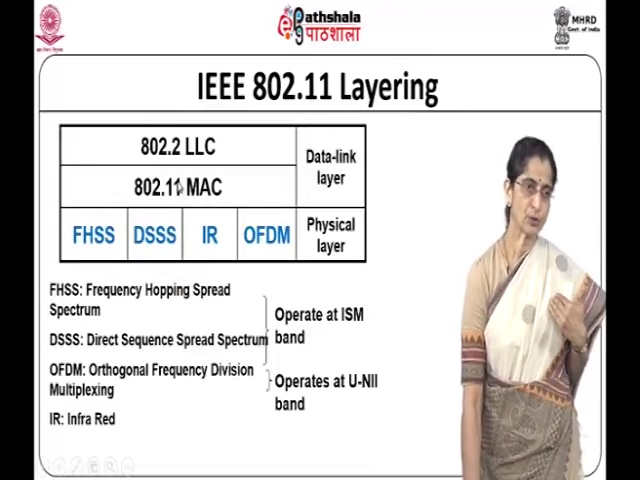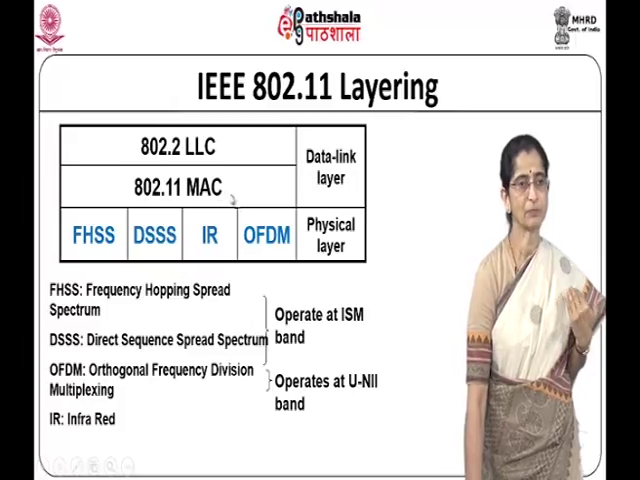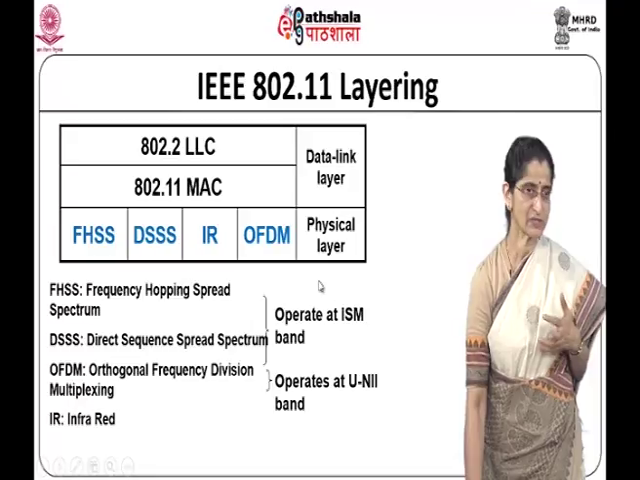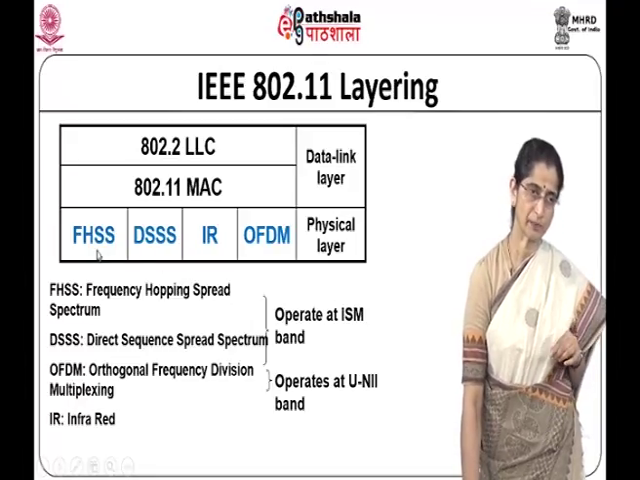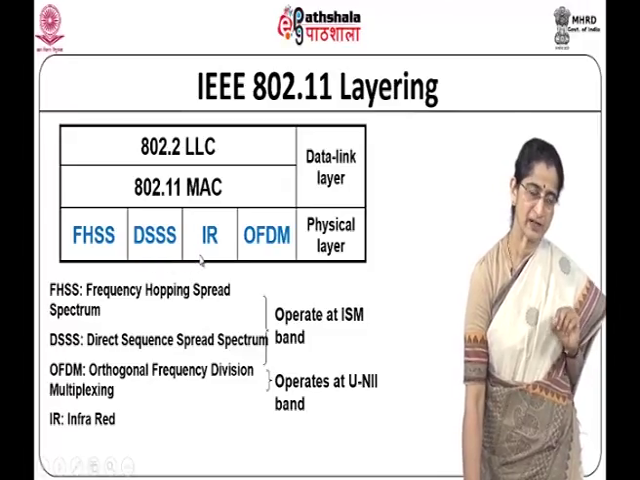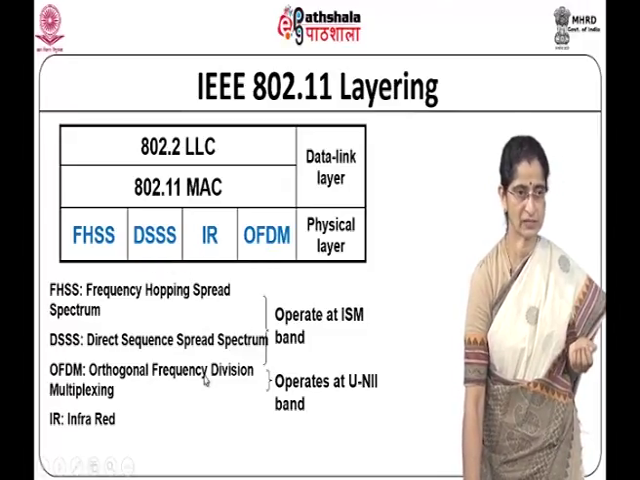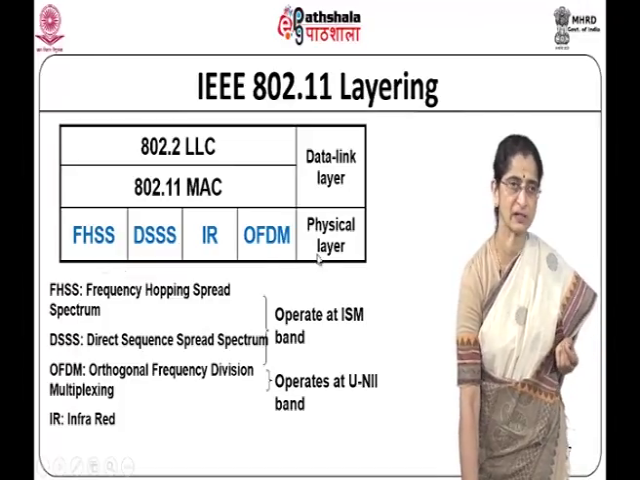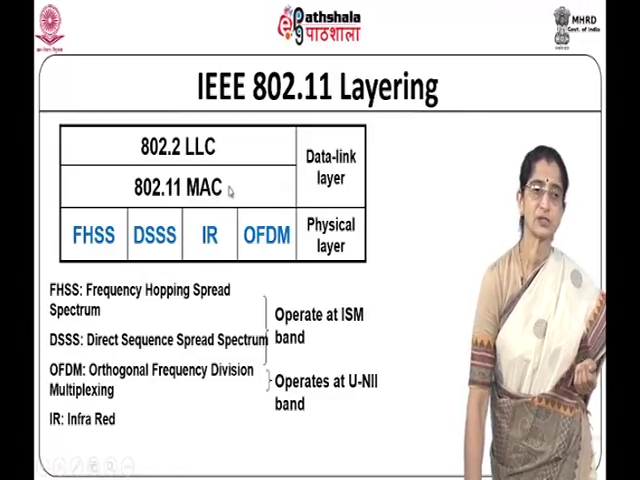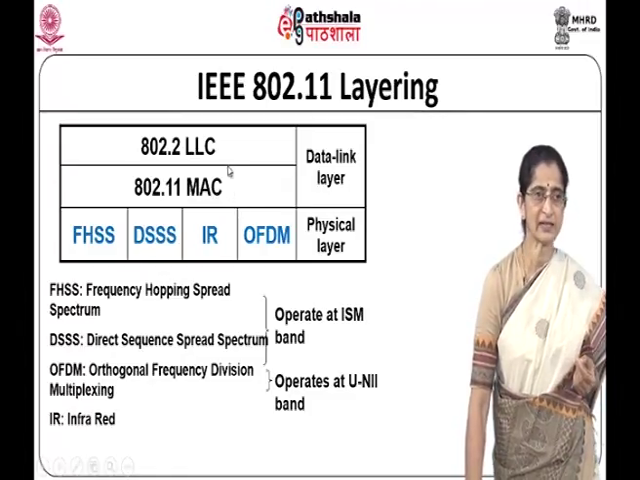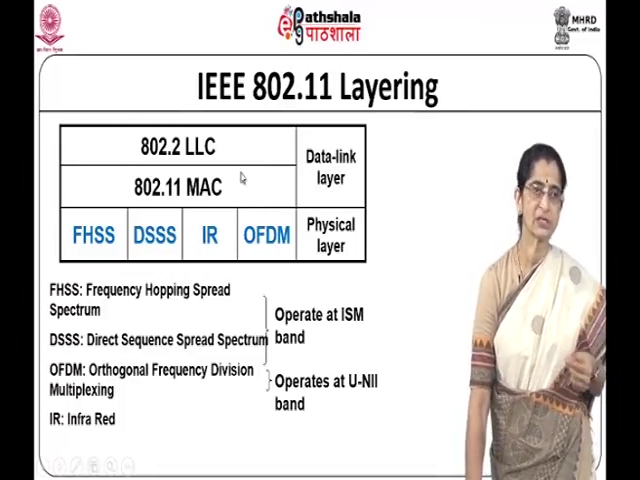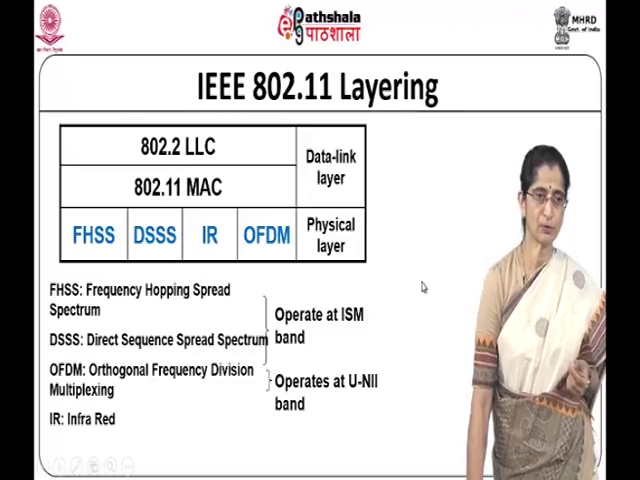So if you look at how the 802.11 protocol layers work, at the physical layer, 802.11 can work with various physical layer technologies. It could be frequency hopping spread spectrum, or direct sequence spread spectrum, or it could use IR, infrared, or OFDM, which is orthogonal frequency division multiplexing. All these are different physical layer technologies that are supported. We are now more worried about the MAC layer. So it has an 802.11 MAC layer, and it has an 802.2 LLC, logical link control layer, that is supported. These are the layers that we need to understand about 802.11.